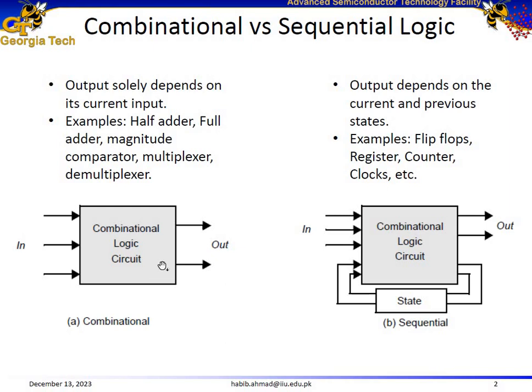Examples of combinational logic gates are half adder, full adder, magnitude comparator, multiplexer, and demultiplexer. While examples of sequential logic gates are flip-flops, register, counter, and clocks.